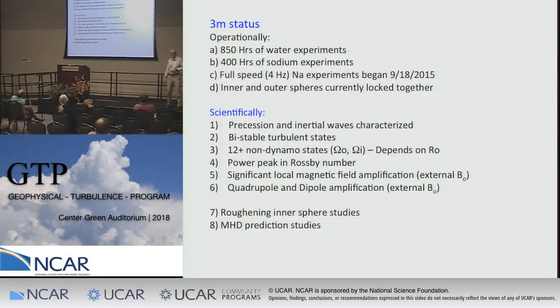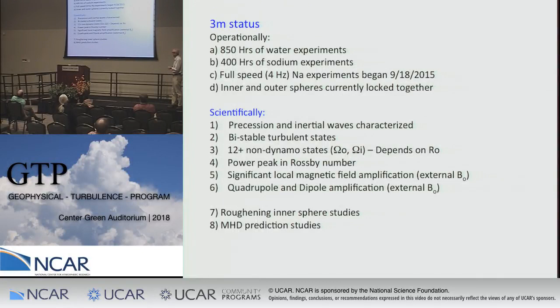Currently, we've had a bearing failure of the shaft that holds the inner sphere in place, and so the inner and outer spheres are currently locked in place, pending us draining it and fixing that bearing, which is in the plans. So scientifically, we've seen precessional states, inertial waves, which I'll show you, bistable states, 12 plus different non-dynamo states, depending on Rossby number in particular. The power varies strongly with Rossby number, significant local magnetic field amplification and global magnetic field amplification of dipole or quadrupole magnetic fields, which I won't detail because of time constraints.